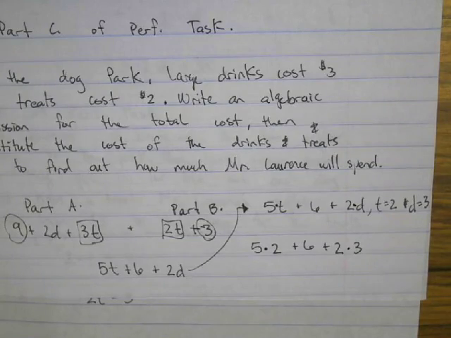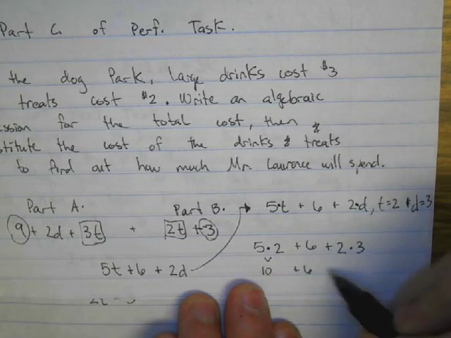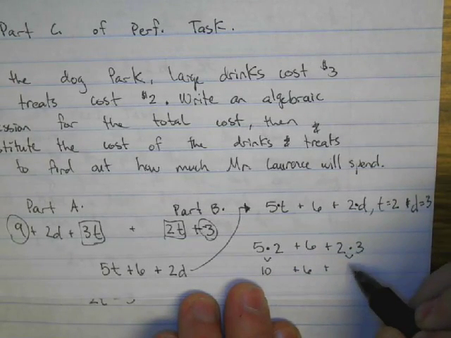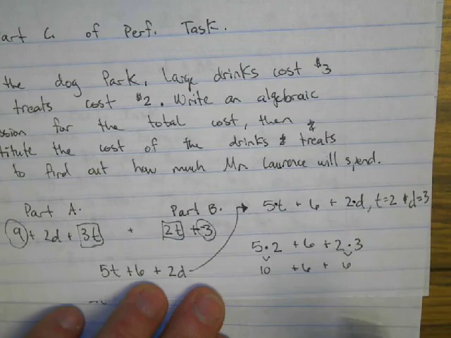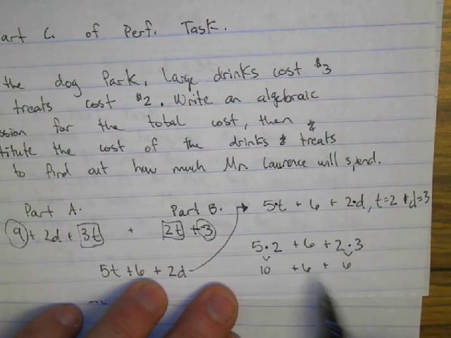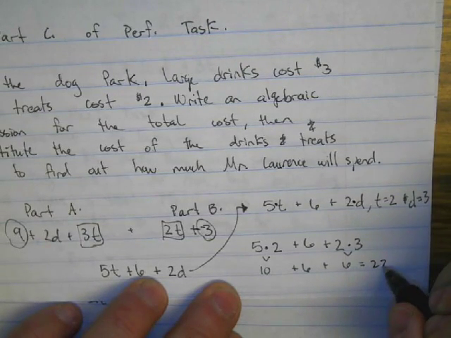And now we use our order of operations to solve this. 5 times 2 is 10. Bring down my plus 6. And then I can go ahead and do my 2 times 3 is 6. Add all 3 of these together. 10 plus 6 is 16. 16 plus 6 is 22.